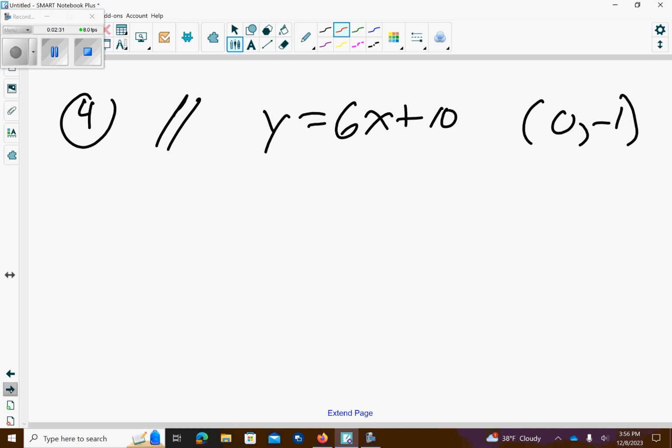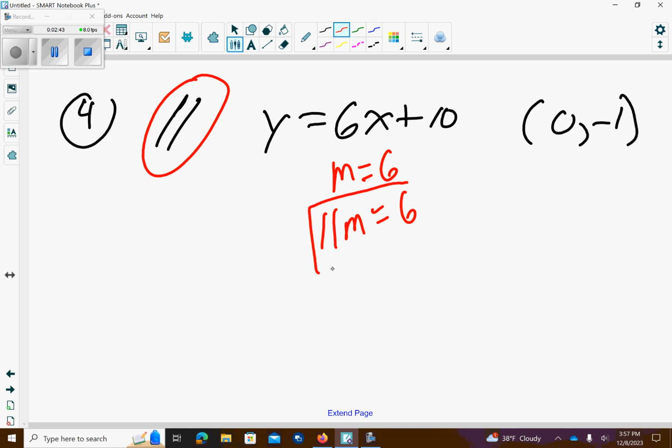Number 4. So we want to find the equation that is parallel. Those two lines like that means parallel. So I have a slope of this being 6. So a parallel slope is the exact same thing, which is also 6. Okay, that's not an 11. That's meaning that they're parallel lines.